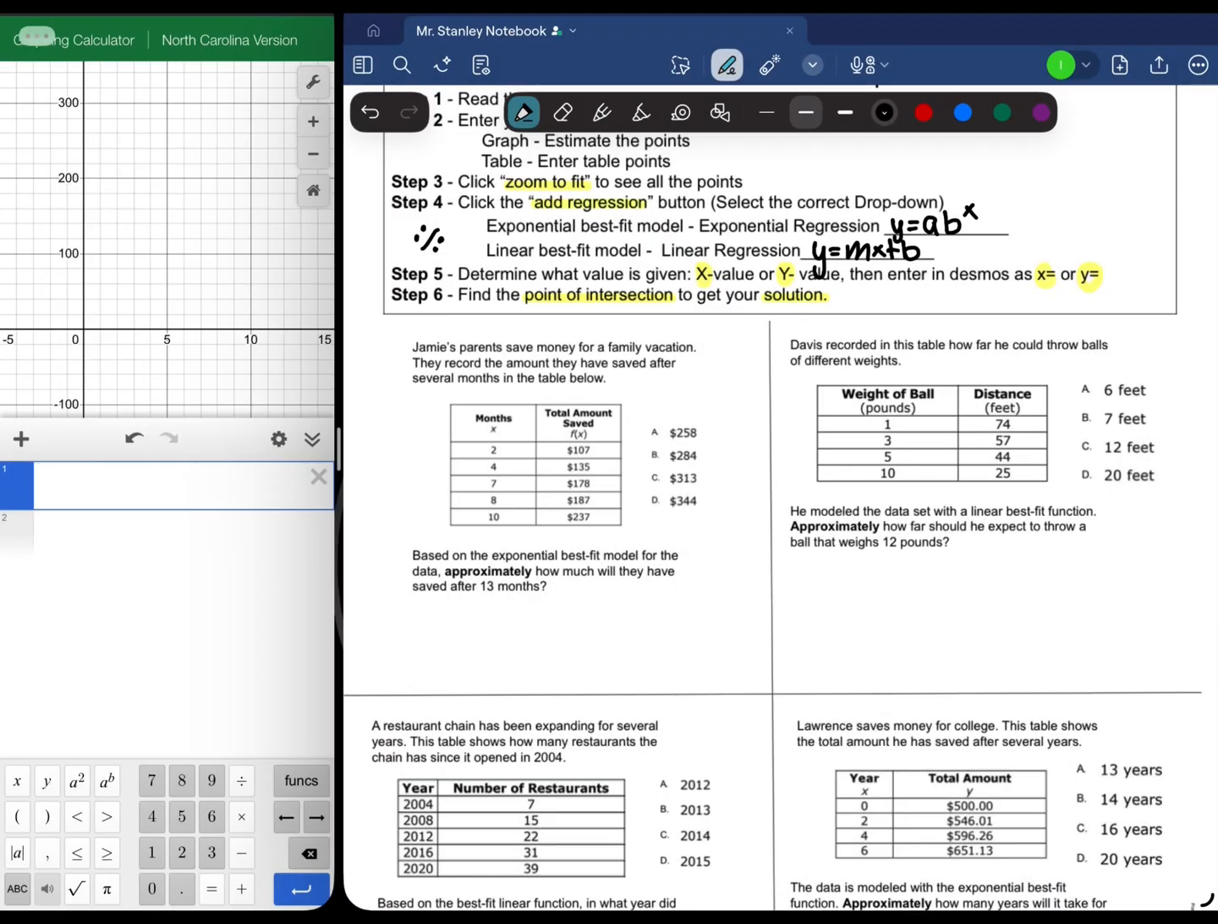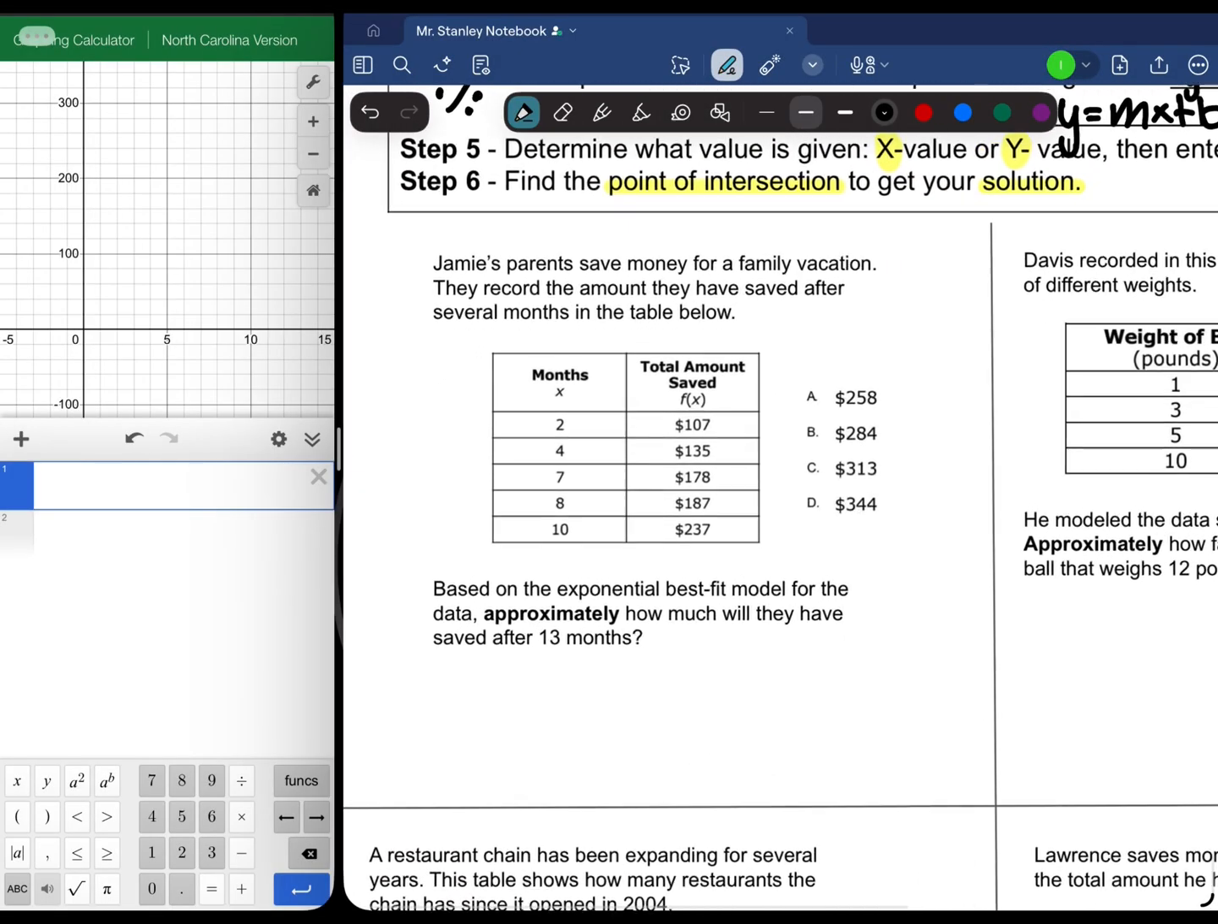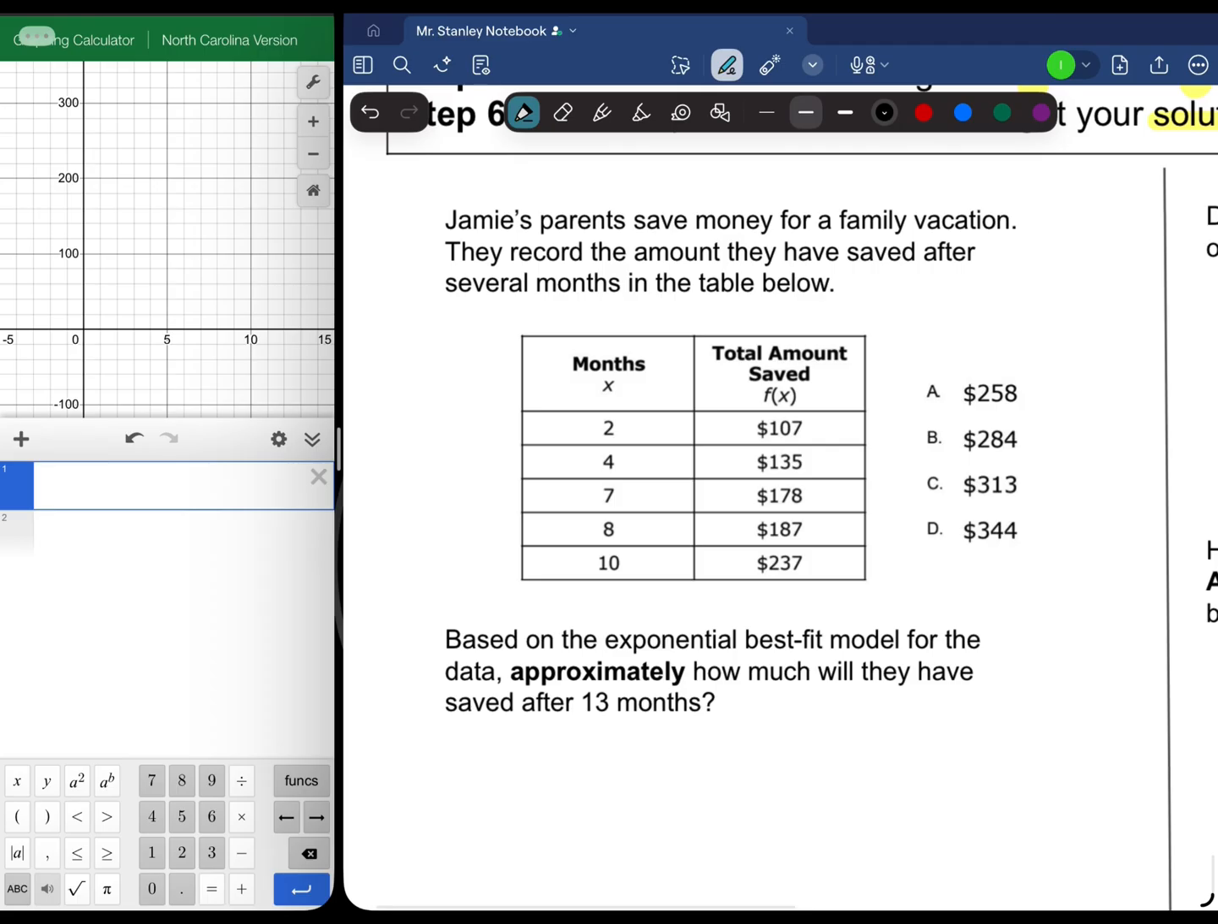All right, so now let's look at our first example. Our first example says that Jamie's parents saved money for a vacation. They recorded the amount they have saved after several months in the table below. Based on the exponential best fit model for the data, approximately how much will they have saved after 13 months?